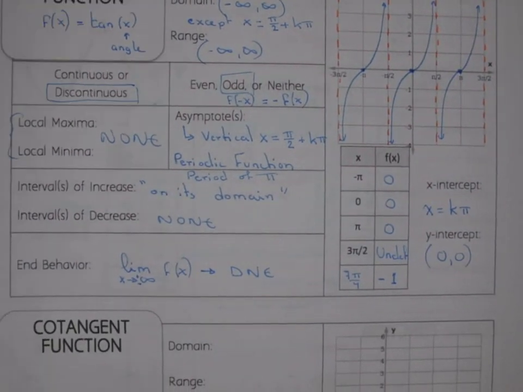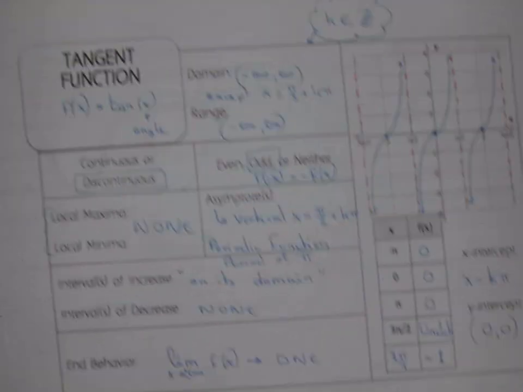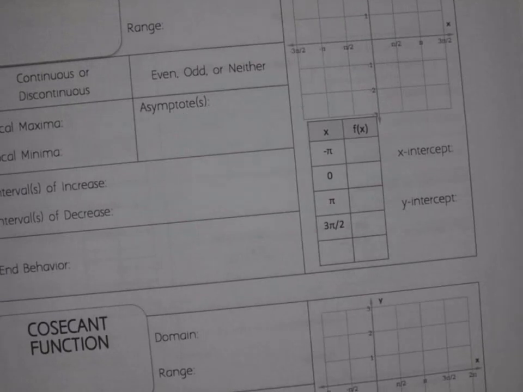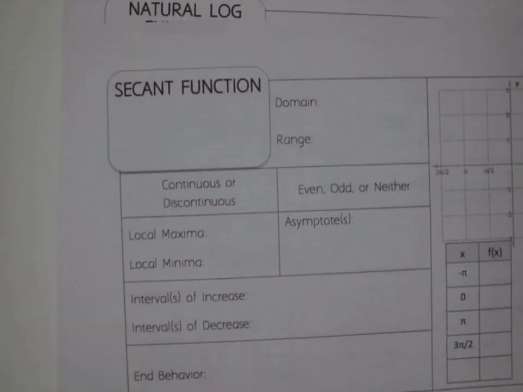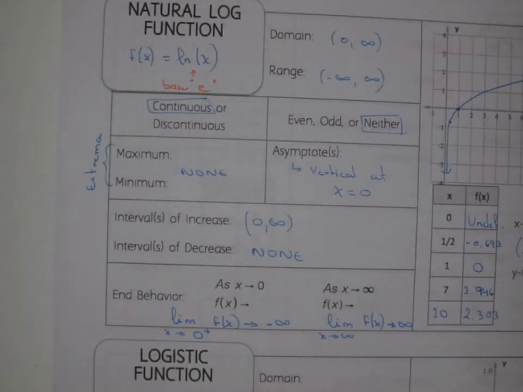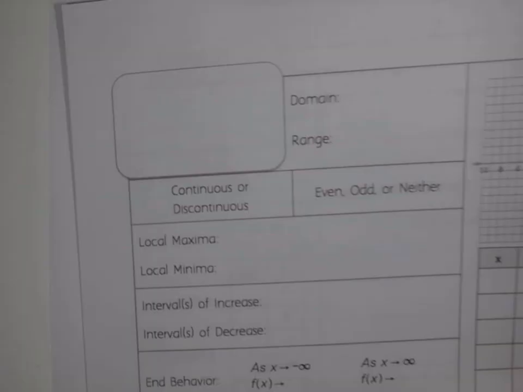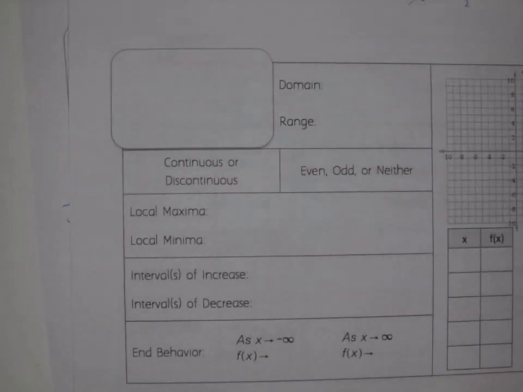Cotangent we skip for now. Secant and cosecant, those are reciprocals of the other trig functions, so we're going to skip. And then I think, did I not have one special one that I wanted to talk to you about? Actually, two. I have two special ones.